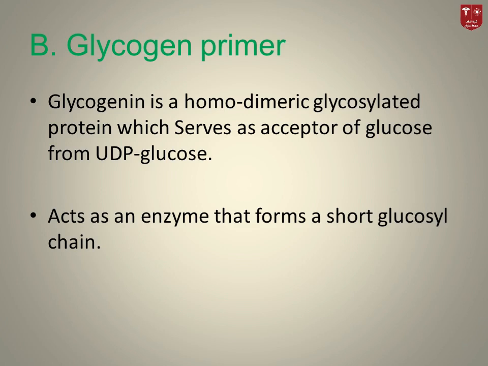It serves as an acceptor of glucose from UDP glucose. As we agreed, without the primer we cannot build up the glucose molecule de novo, the glucose has to attach to something already there. So a glycogen primer or glycogenine is very important to serve as an acceptor of more and more glucose from UDP glucose to form the fully formed glycogen molecule.